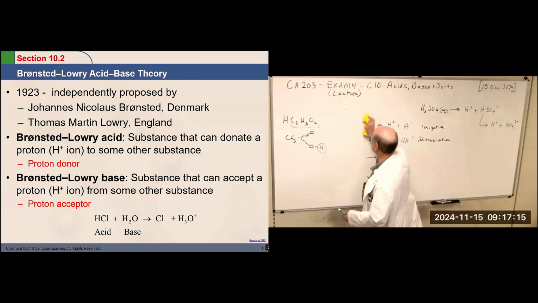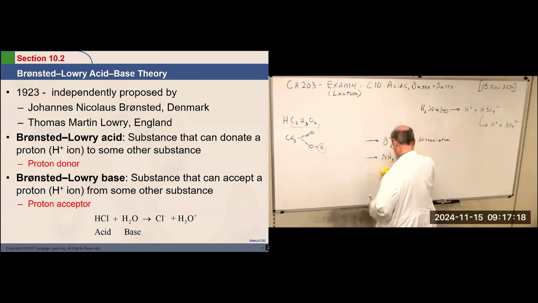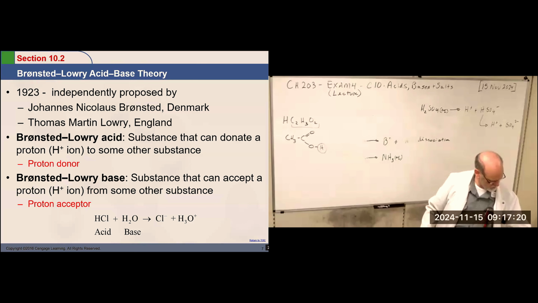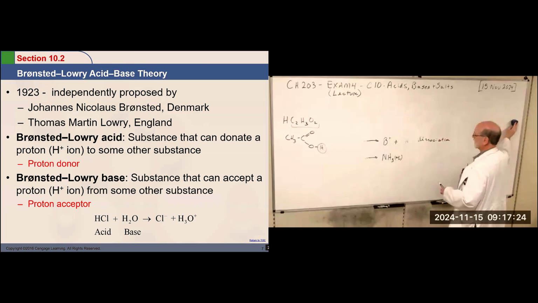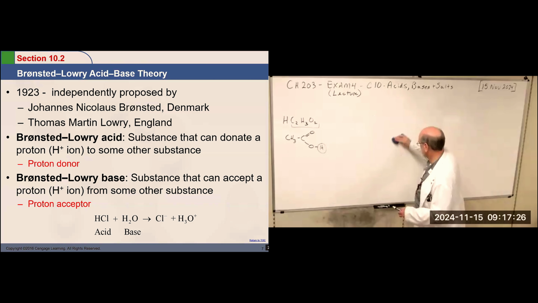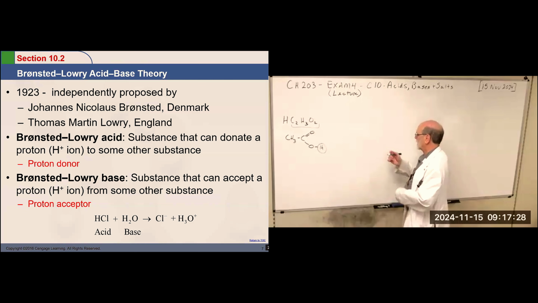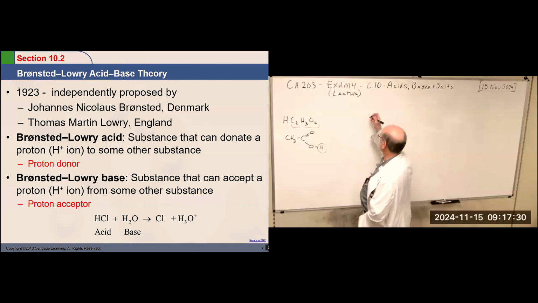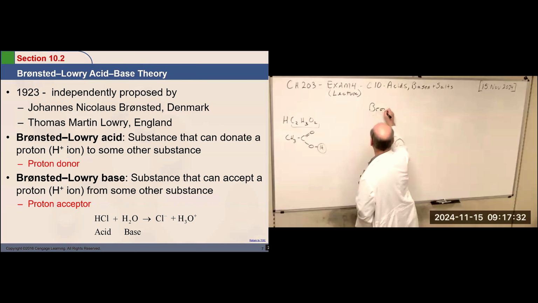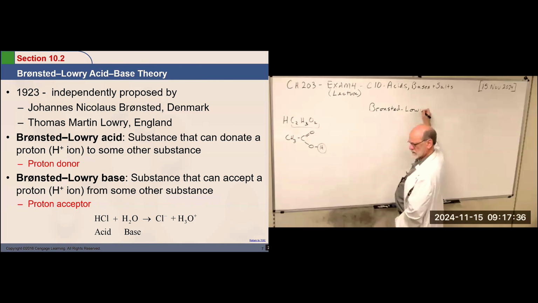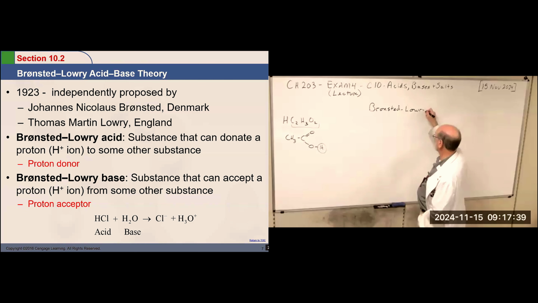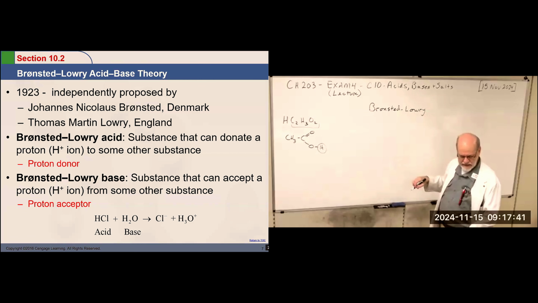let's just erase all this and start over. That's going to be too much work. Let me try this. That's better. Let's see, I'll put it out the way they did it. Bronsted and Lowry. I always want to put an E in there.